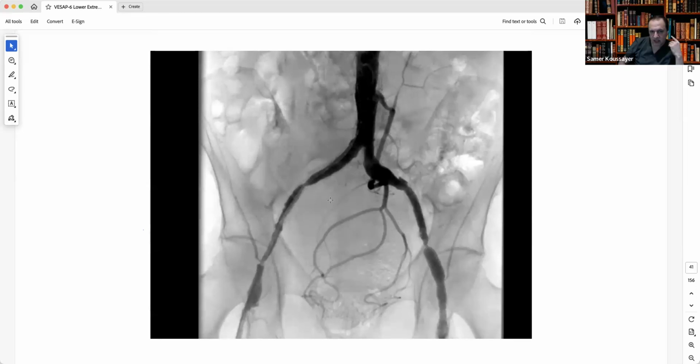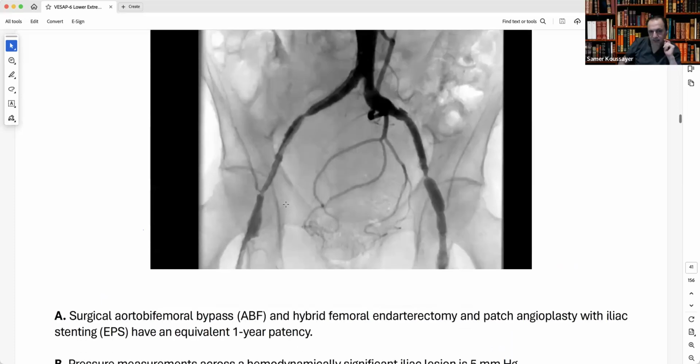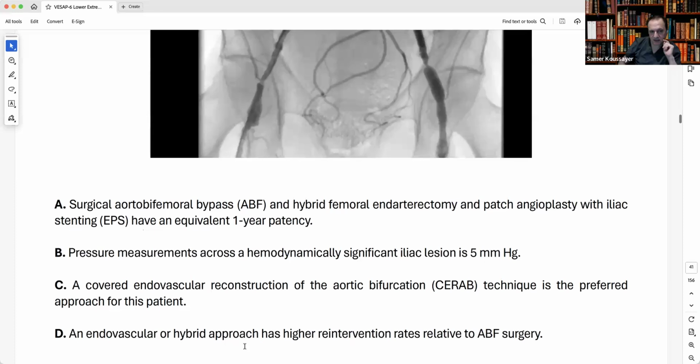I mean, you are dealing with the external iliac region here. So I have to go and put a big stent here, two stents here. It doesn't make sense, right? Yes. And the second thing, the most important to see with the CERAB technique, see what the name is: a covered endovascular reconstruction. So you can put a covered stent, okay?